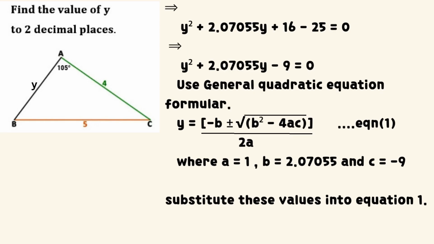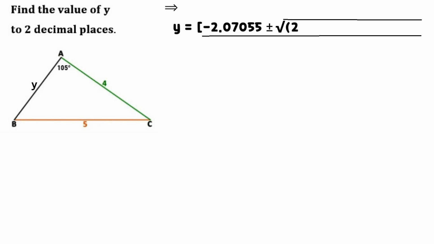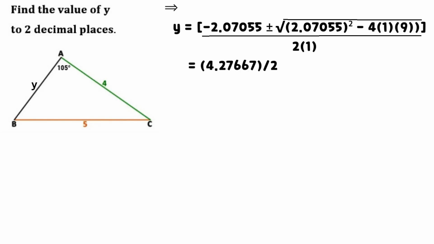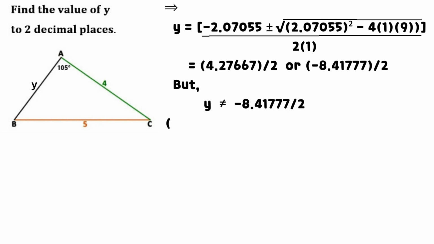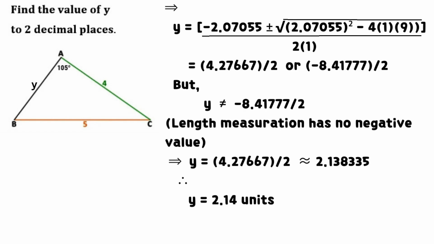Substitute these values into equation 1. y equals negative 2.07055 plus or minus the square root of the square of 2.07055 minus 4 times 1 times negative 9, all divided by 2 times 1. Which equals half of 4.27667, or half of negative 8.41777.